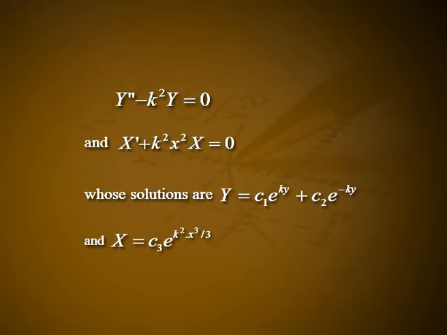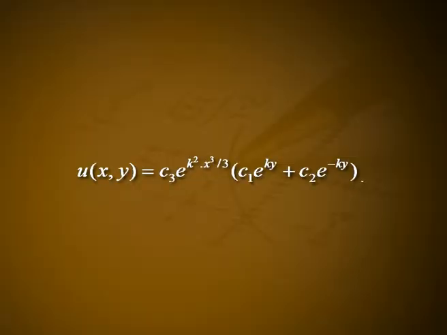Y'' - k²Y = 0 and X' + k² x² X = 0, whose solutions are Y = c1 e^(ky) + c2 e^(-ky), and X = c3 e^(-k² x³/3). Therefore, the general solution of the given equation for positive constant is u(x,y) = c3 e^(-k² x³/3) (c1 e^(ky) + c2 e^(-ky)).